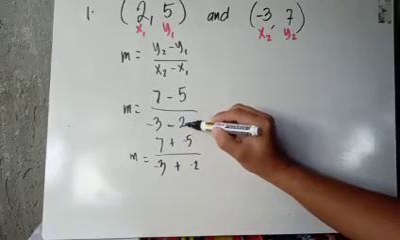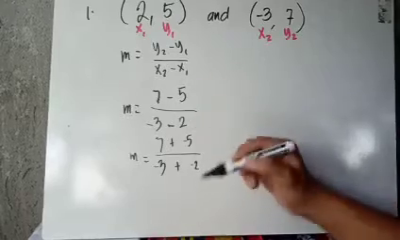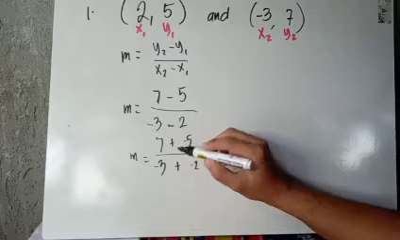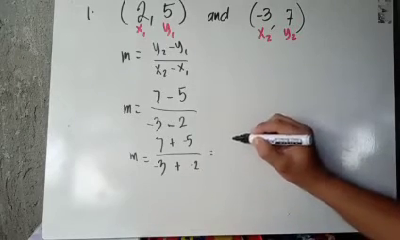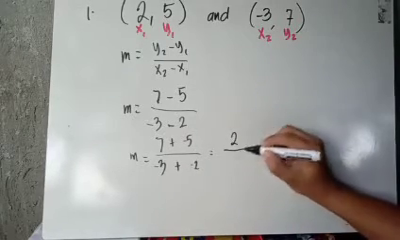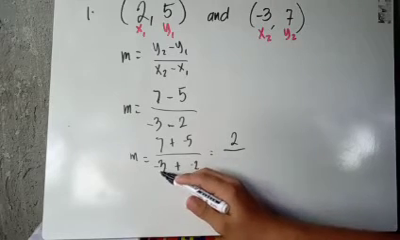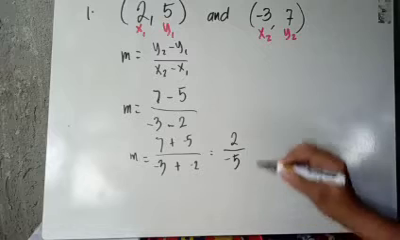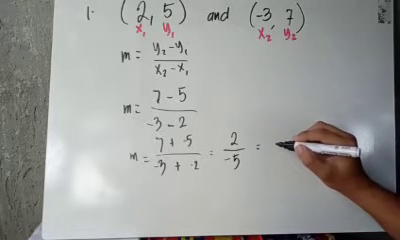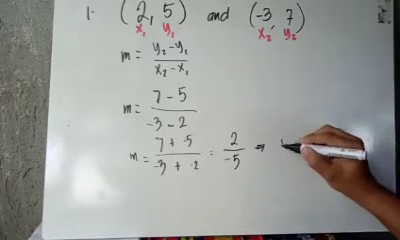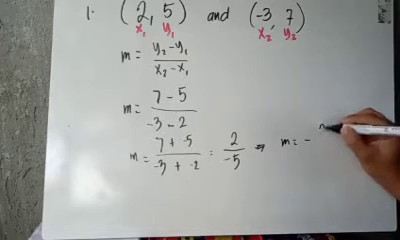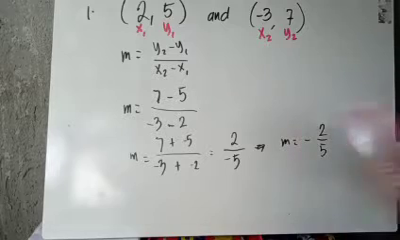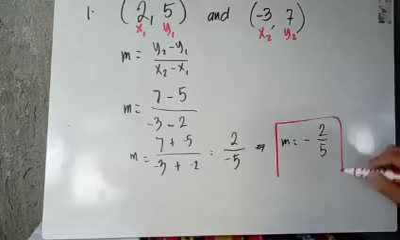So palit sign, magiging negative 2. 7 plus negative 5, that is 2, over negative 3 plus negative 2, that is negative 5. Okay, so our slope, yung m natin, is negative 2 over 5. So that is the answer to this example.